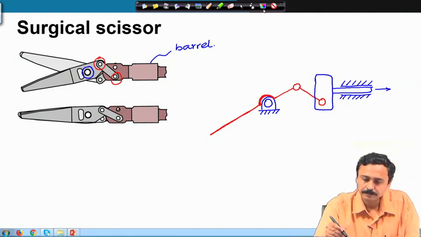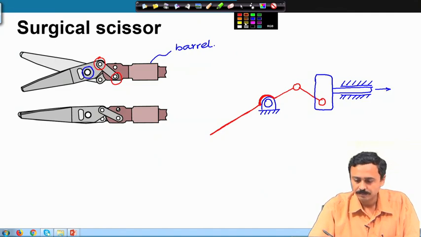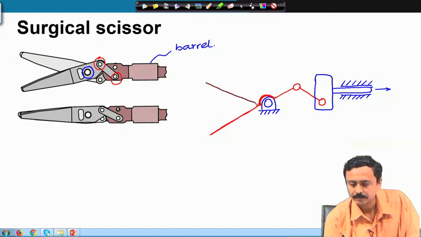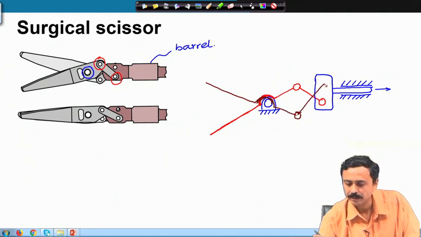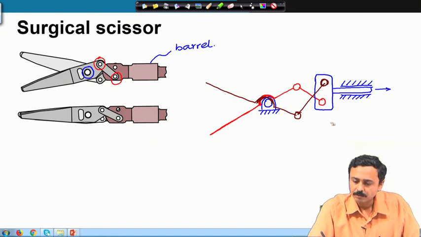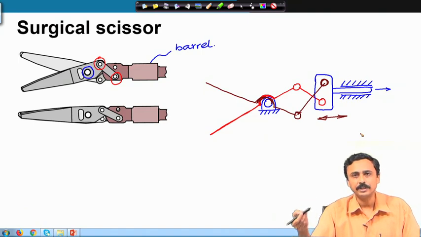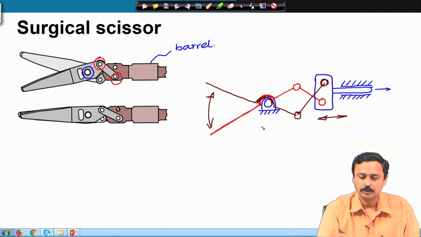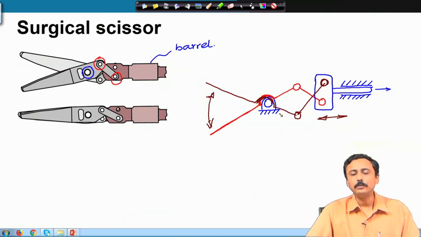Now, this is the lower blade. The upper blade goes this way and again connected to the same slider. Thus, when the slider moves back and forth because of the motion of the surgeon's fingers that is being transmitted by the motion of this slider, the blades exhibit rotational motion about the ground hinge.